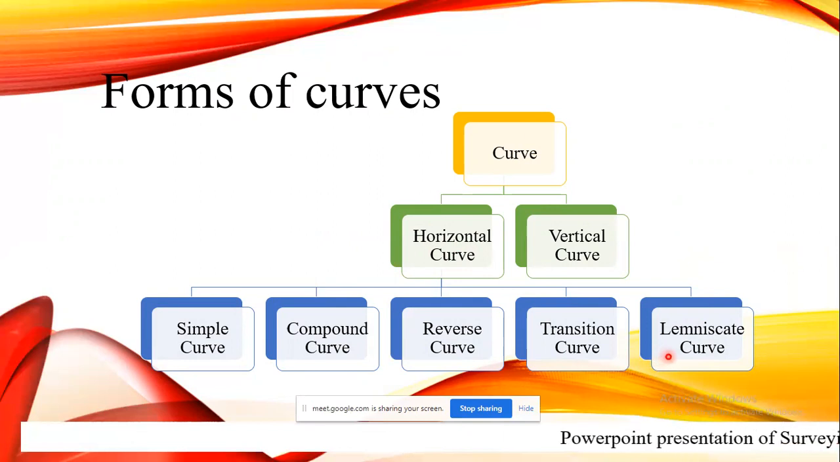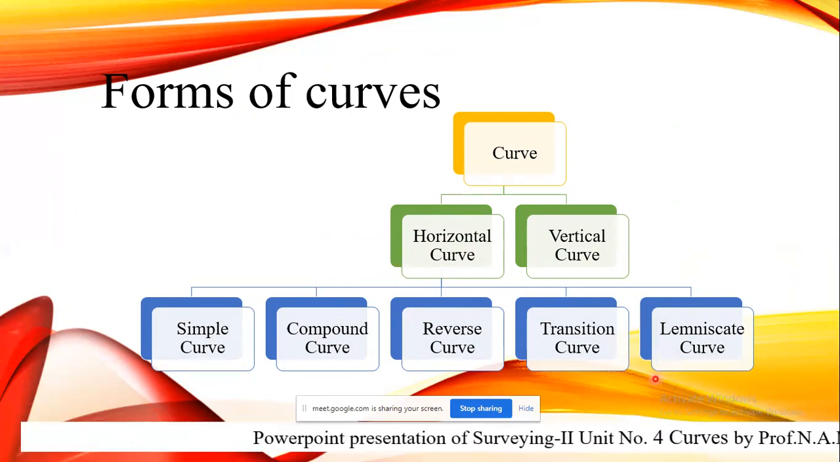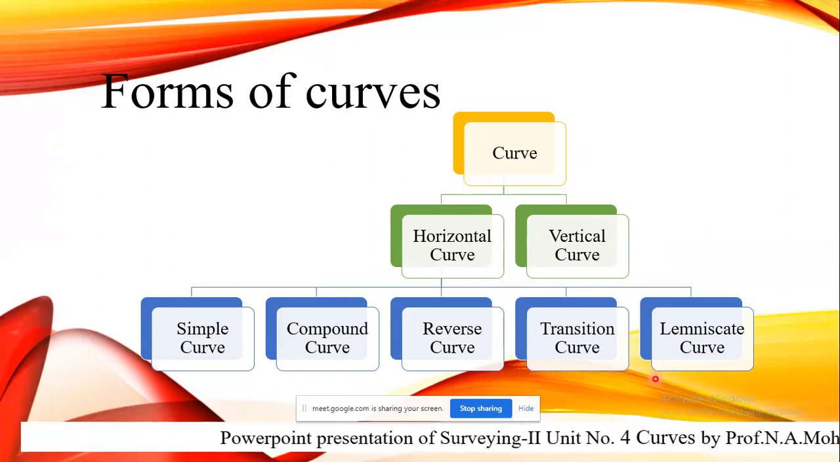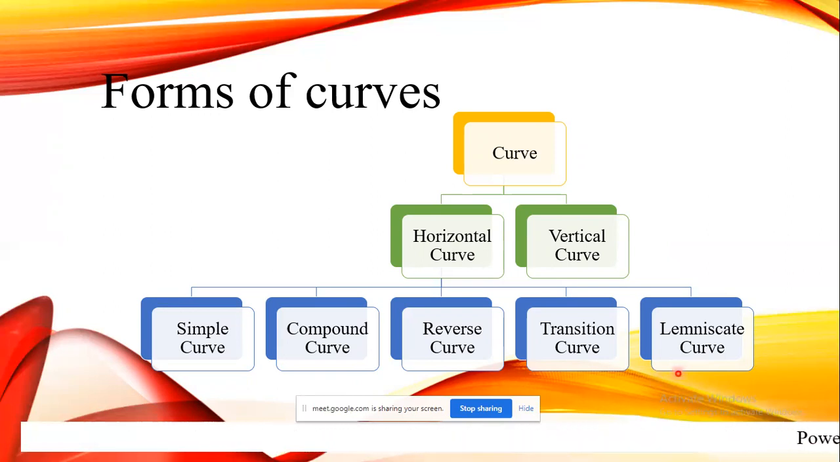And the fifth one is the lemniscate curve. Beyond that, there are again some curves, which might be spiral curves or cubic curves, that we are not going to go into in much depth. So these are sufficient, as per the requirement.